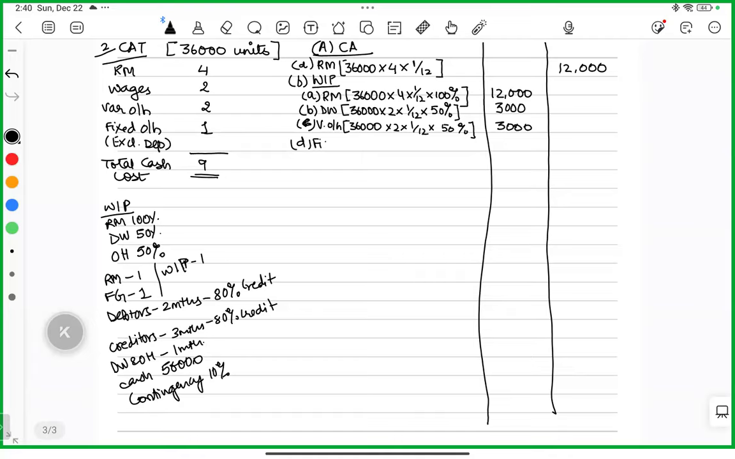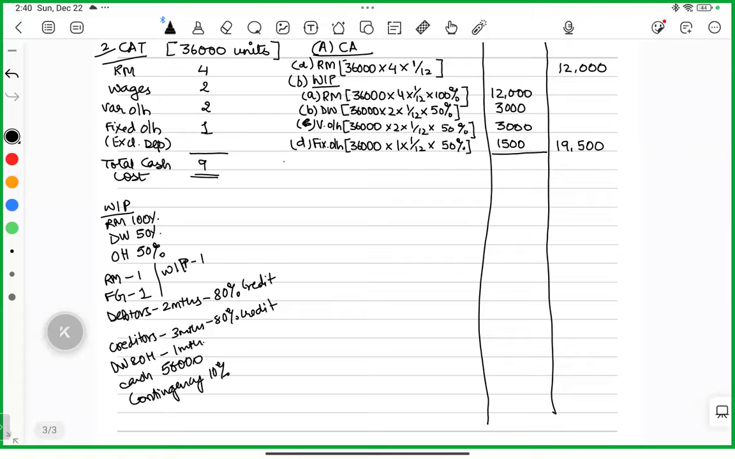And fixed overhead: 36,000 units you are making. Per unit fixed overhead is 1 excluding depreciation. Work in progress time is 1 by 12 and this is also 50% complete. So this should be 1,500. So total is 19,500 for work in progress.